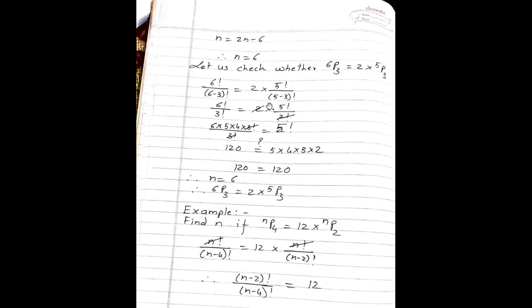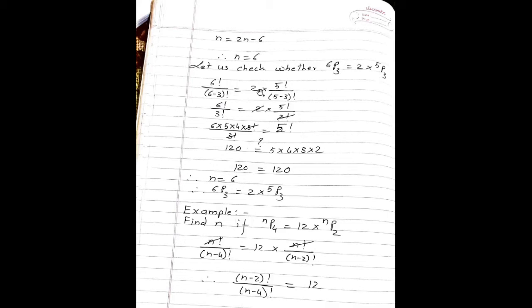So we are getting n is equal to 2 into bracket n minus 3. So if you solve it further, we are getting n is equal to 2n minus 6. So the value of n is nothing but 6. Now we will check whether 6P3 is equal to 2 into 5P3. This equation is correct or not.